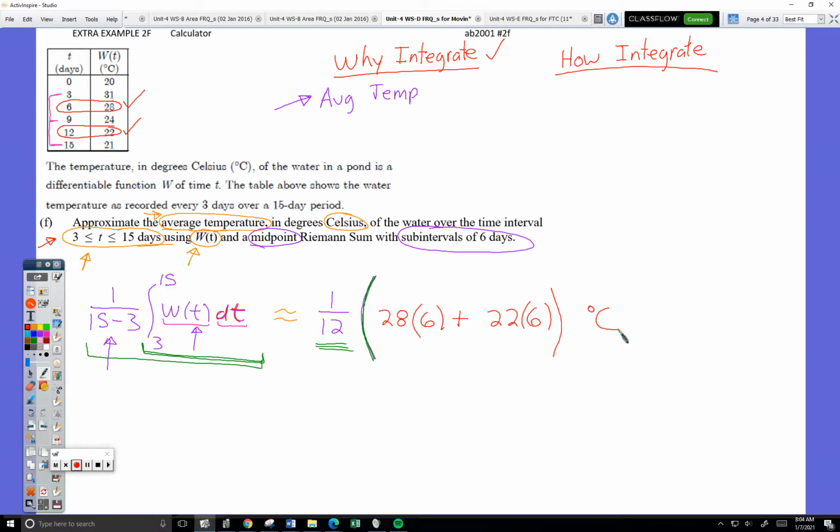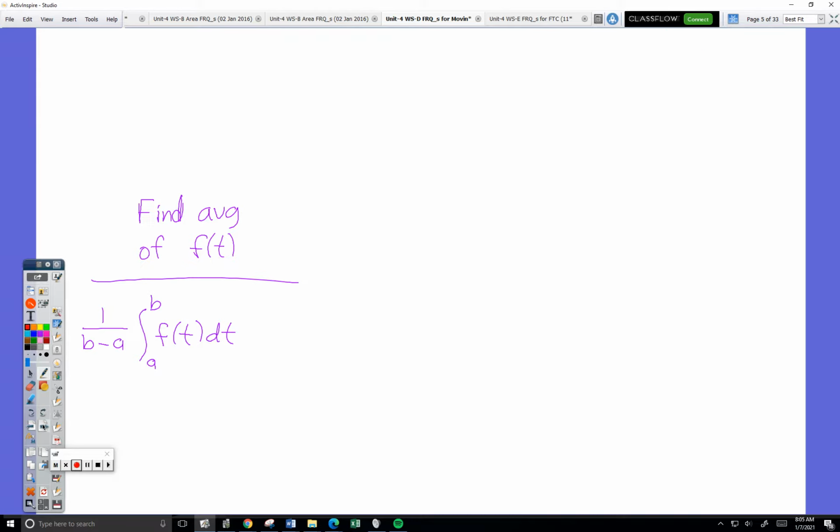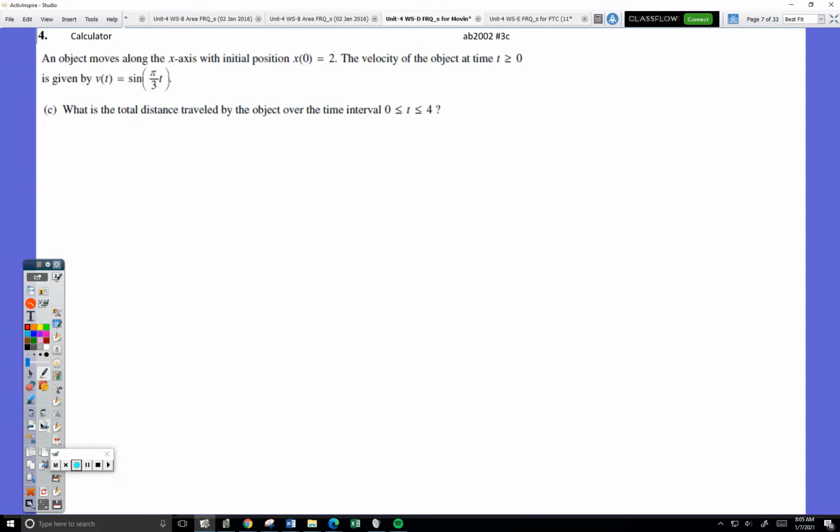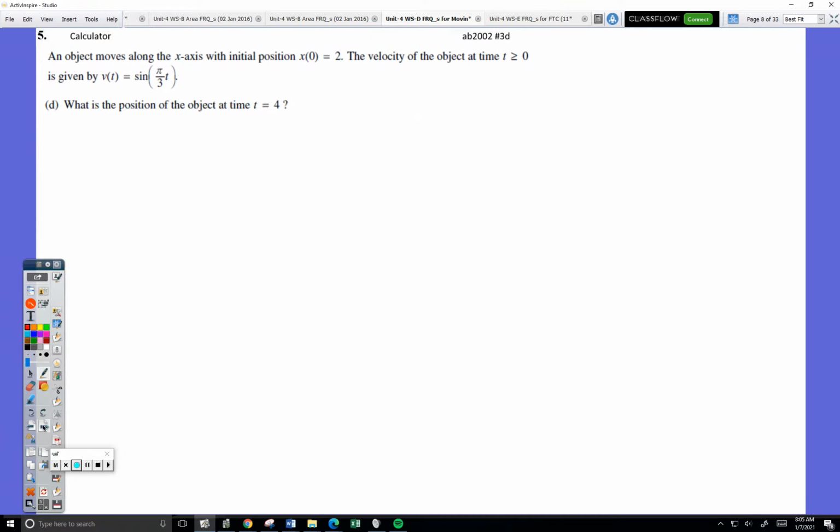Anybody else? Cool. Next thing. Moving on. So that was both review for the yellow packet. Go to the next extra example, so it's in a couple of pages over. Extra example 3E.